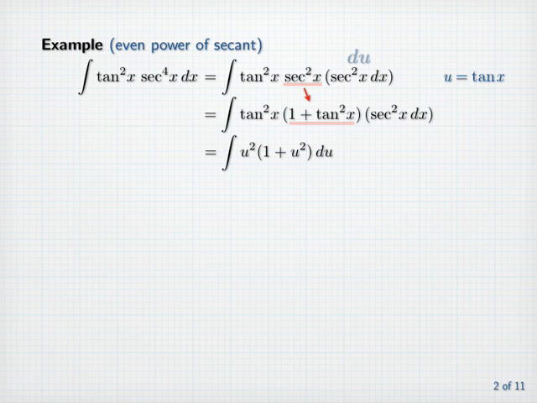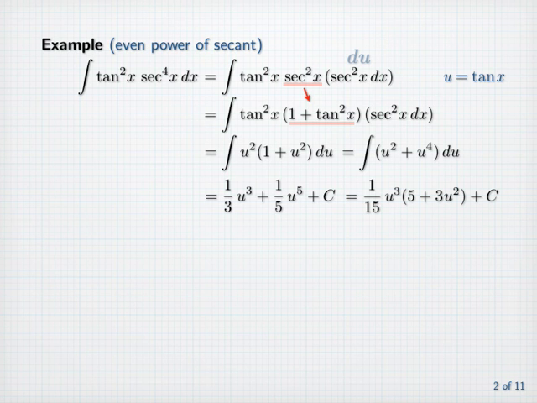Now to do the integration, let's multiply out the integrand. It's the integral of u squared plus u to the fourth times du. So we have 1/3 u cubed plus 1/5 u to the fifth plus c. Now before we substitute back, let's factor out a 1/15 times u cubed. The other factor then is 5 plus 3u squared. Now finally we replace u with tangent x.